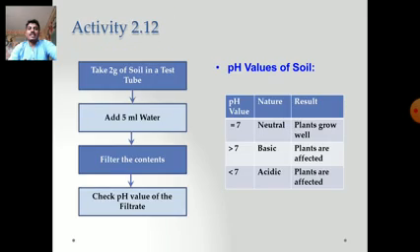Next one, activity 2.12. Take 2 grams of soil in a test tube. Add 5 ml of water to the test tube, filter the contents, and check the pH value of the filtrate. What is the pH value of soil? If the pH value is equal to 7, it is neutral and plants grow well. If it is greater than 7, it is basic and plants are affected. If it is lower than 7, it is acidic and plants are also affected.